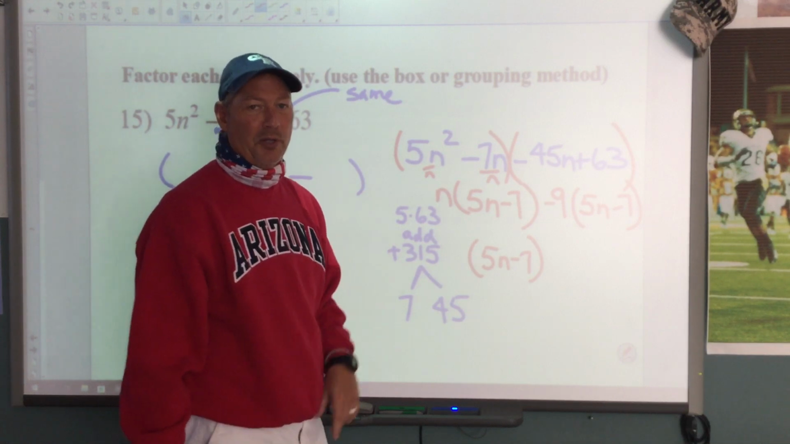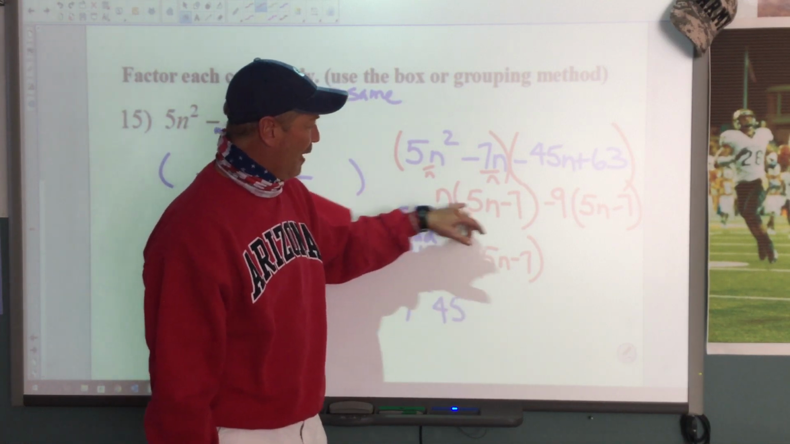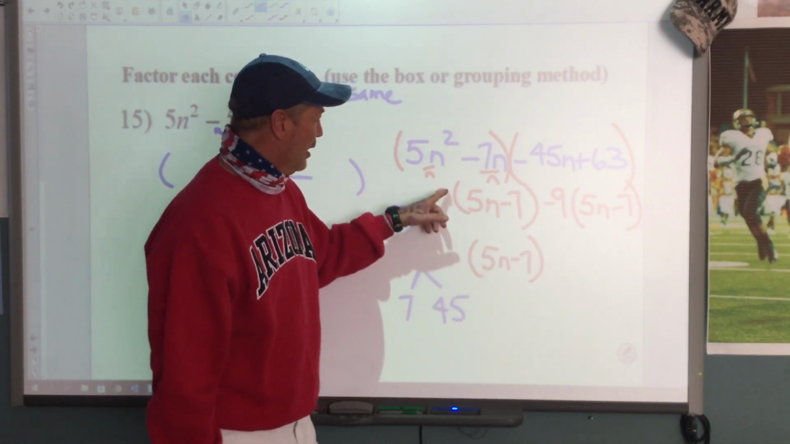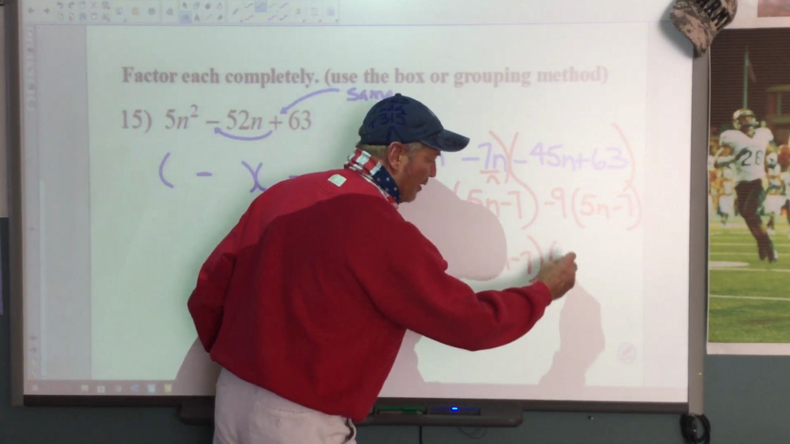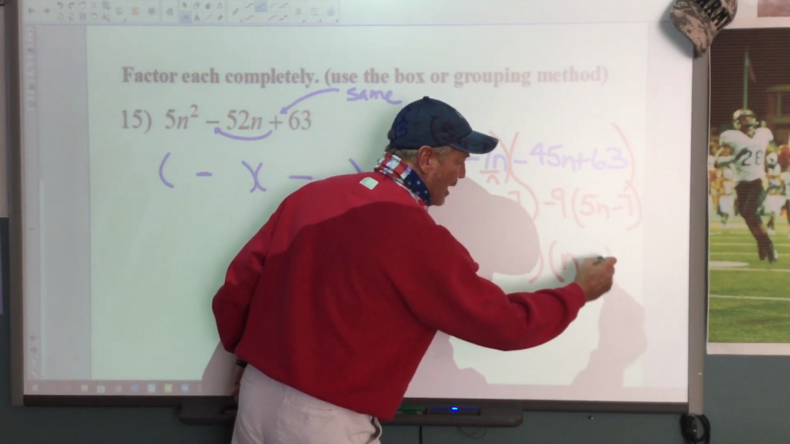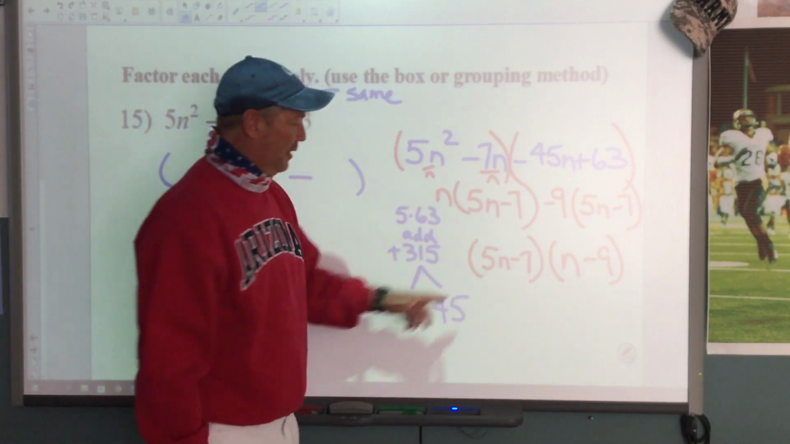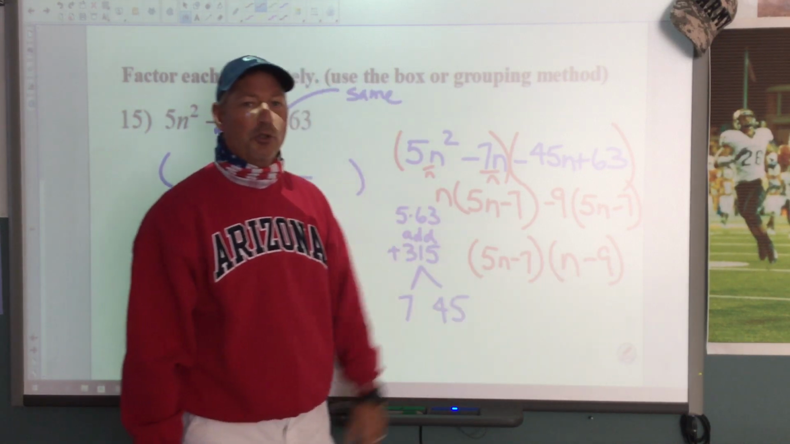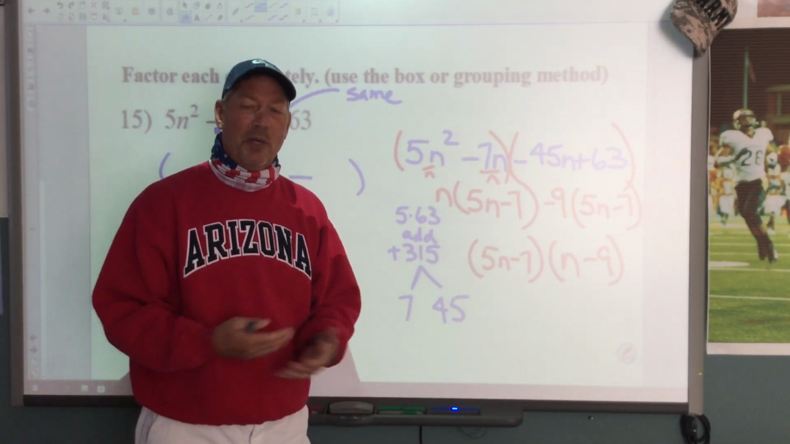That goes in the first parentheses. And then your greatest common factors go in the second parentheses. What do I have left over? I have an n minus 9. This is how you factor. This is called grouping.